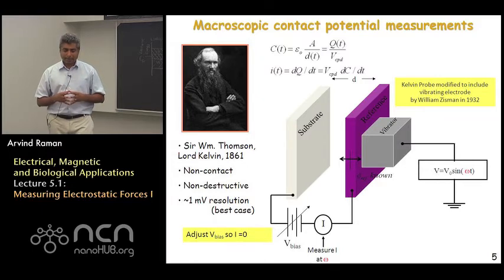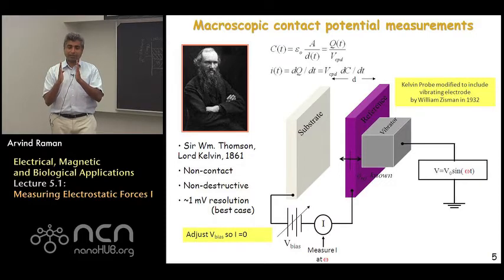The basic idea that Lord Kelvin proposed was to bring a reference material and a substrate very close to each other and measure the current that's generated when you put these two in contact.